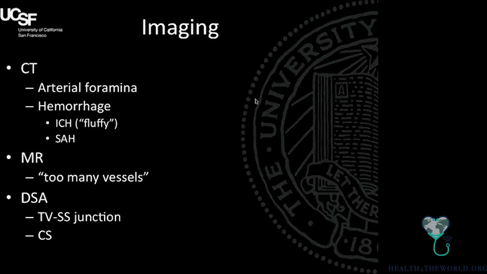I think it's very hard to say definitively if something's a dural fistula, if it's an artery versus a vein. I think it's fine to just say that there are too many vessels and that this patient needs a catheter angiogram or some other type of angiographic sequence to rule out this disorder. Locations again are going to be the transverse sinus and sigmoid sinus junction and the cavernous sinus.